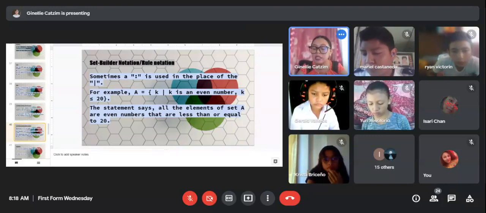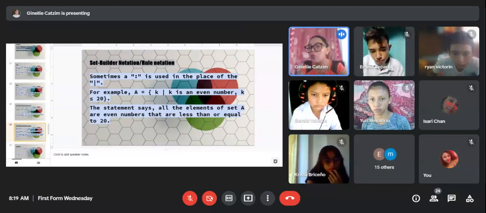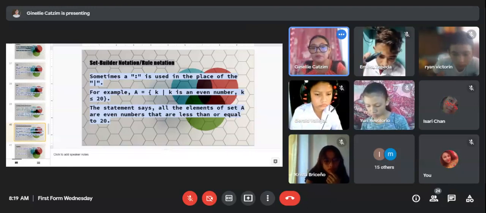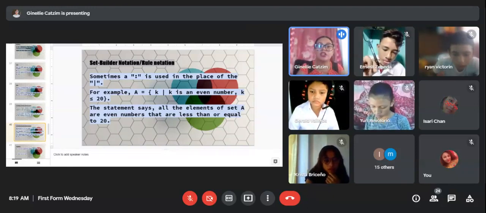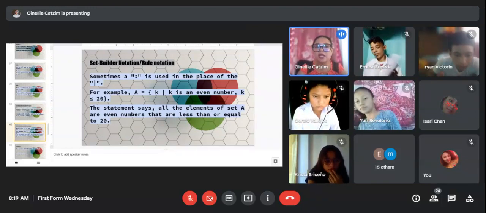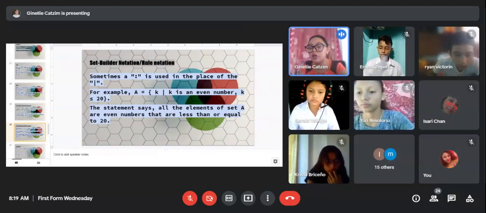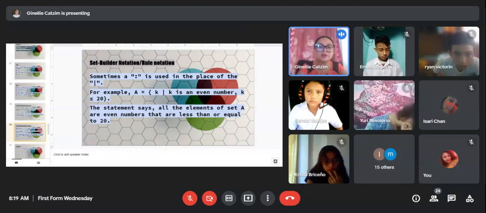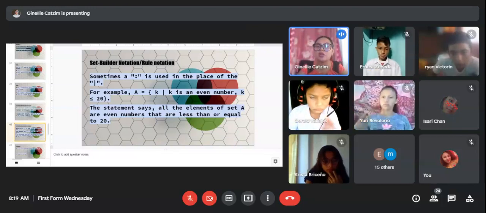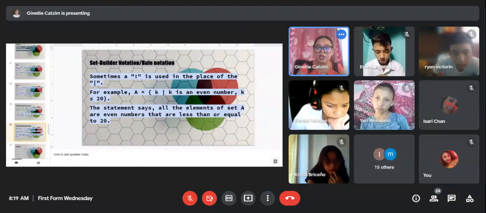Why? Because you will see some of those same notations in your assignment, and if you do not know what that means, then your description will be wrong, right? So we have the condition there, or the description. K is an even number and K is less than or equal to 20, right? That is our description. So the statement says all the elements of set A are even numbers that are less than or equal to 20. That is what the set is saying.